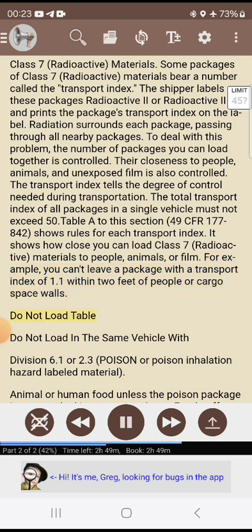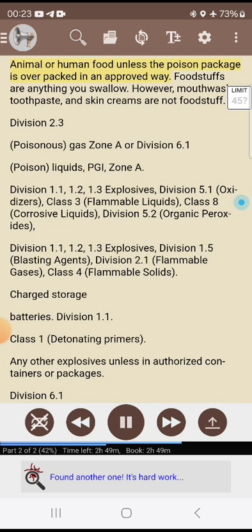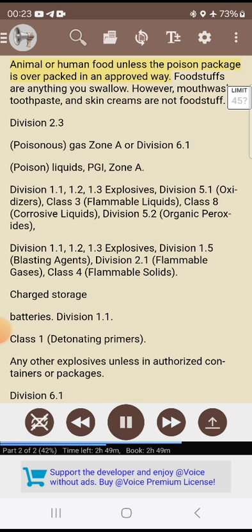Do not load in the same vehicle with Division 6.1 or 2.3 poison or poison inhalation hazard labeled material: animal or human food unless the poison package is overpacked in an approved way. Foodstuffs are anything you swallow. However, mouthwash, toothpaste, and skin creams are not foodstuff.